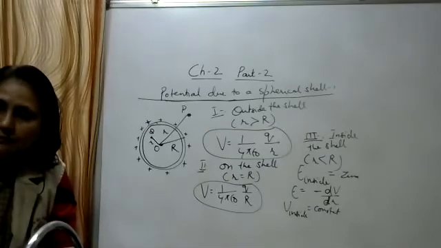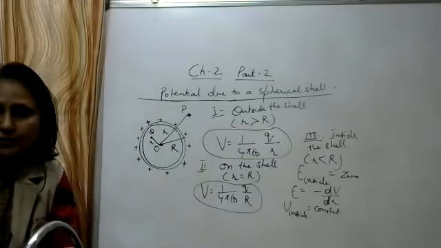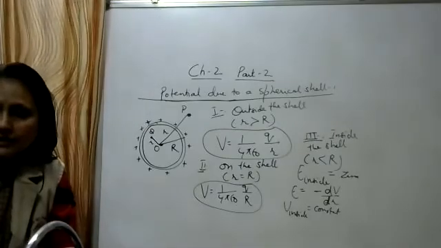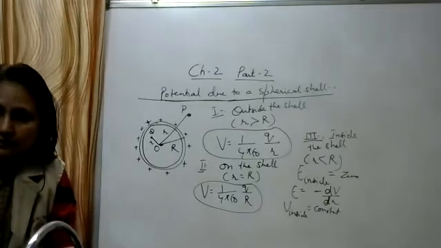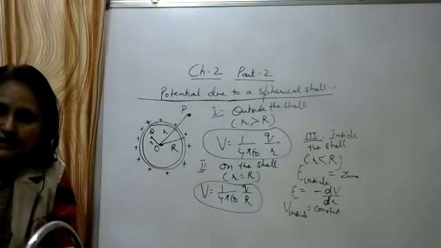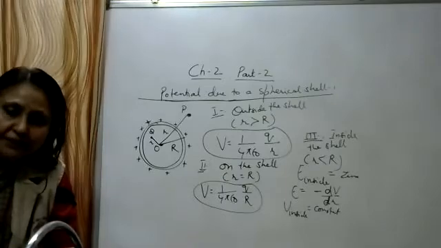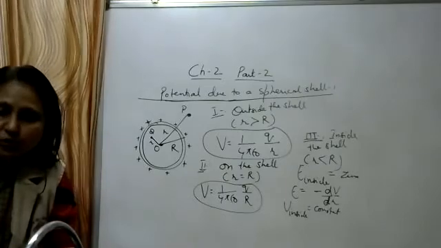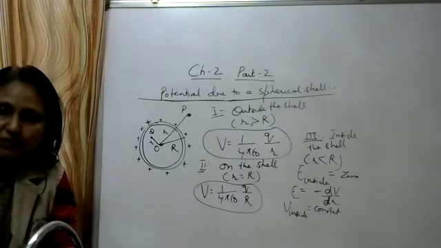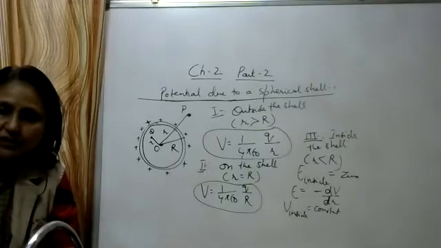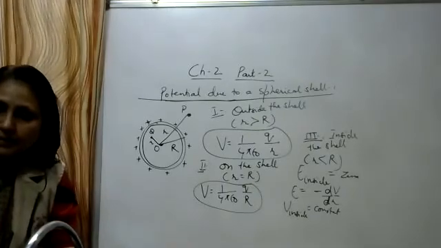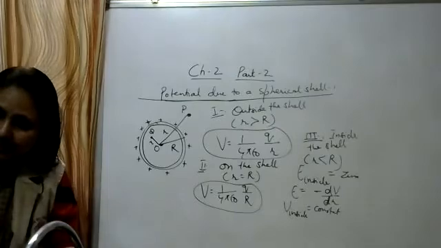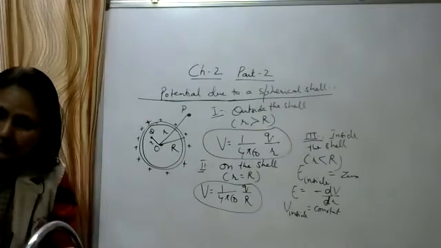It is the work done in moving a unit charge from one point to another in an electric field without any acceleration. Again, it is the negative of the line integral of the electric field, but the limits will be from point A to point B. If we are moving the charge from A to B, that potential difference will be the potential of A minus the potential of B. Then we have seen the relation between the electric field and the potential.